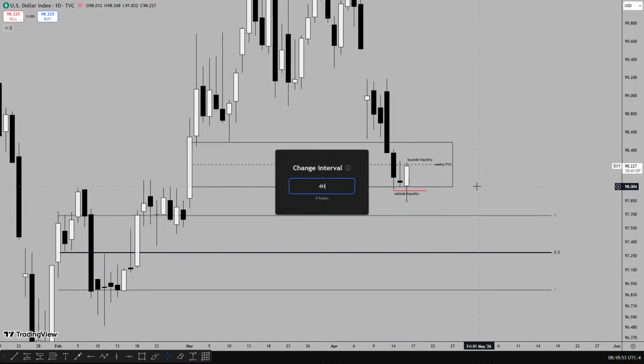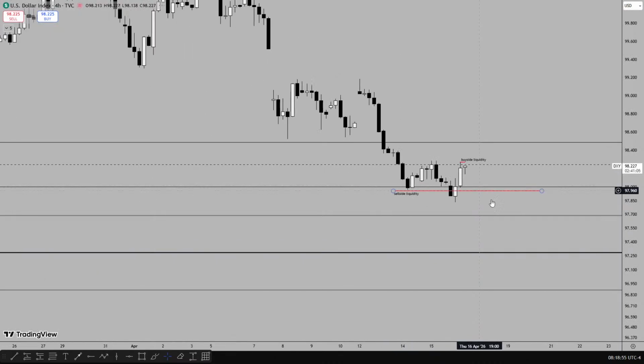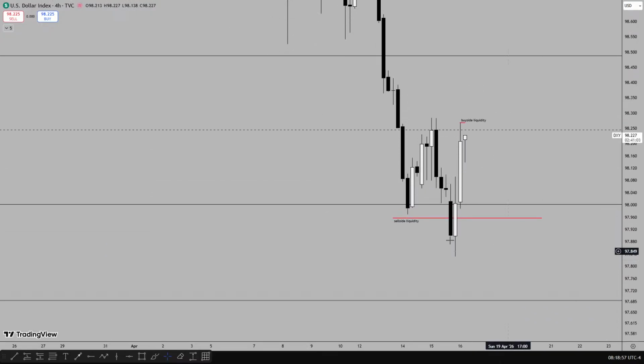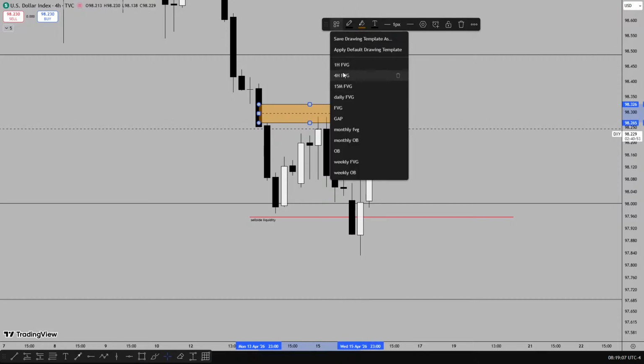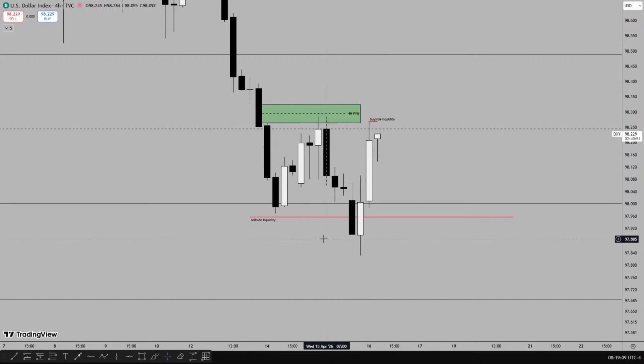On the 4 hour, during the New York session, I pointed out the 4 hour fair value gap. So if you look at the 4 hour candlestick, you can see here's the 7 a.m. candle, and the 7 a.m. candle is right at the 4 hour fair value gap.